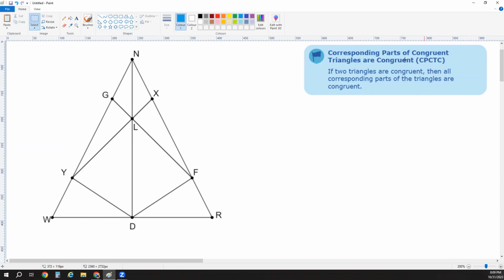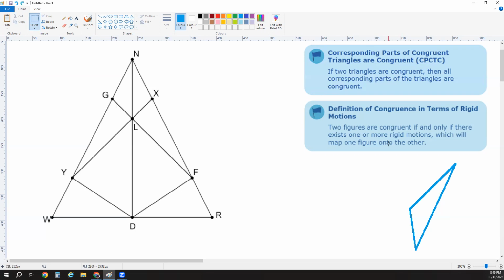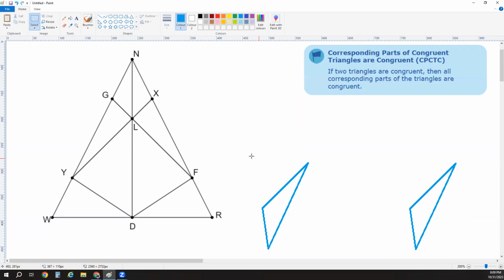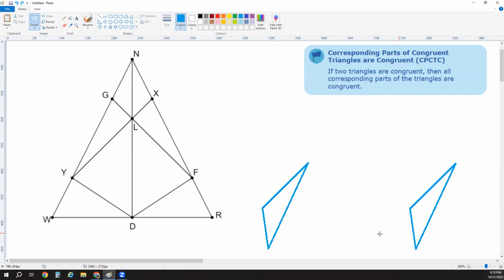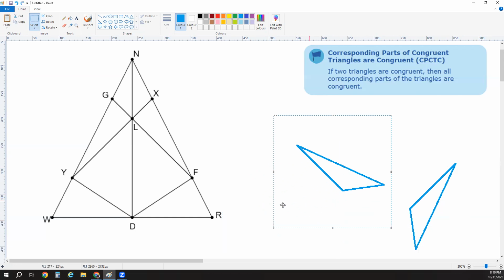All right, so next thing we're going to do is CPCTC, or the corresponding parts of congruent triangles are congruent. I can go back here and get rid of these. So say I have these two triangles here, and I've already shown you that they're congruent. Let's flip this one around a little bit and rotate it 90 degrees left. Okay, they're congruent triangles, right?